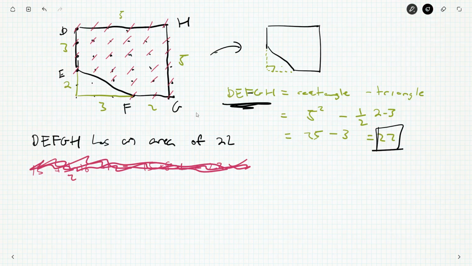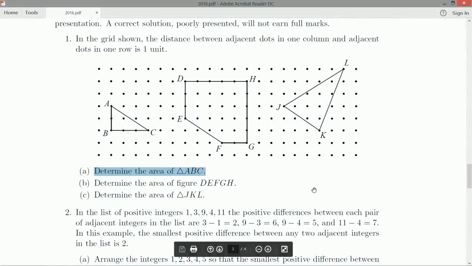Okay, and we'll flip the page because we need probably a little more space for that final one. There we go. So let's go back and take a look here. Determine the area of JKL. So it's a triangle here.